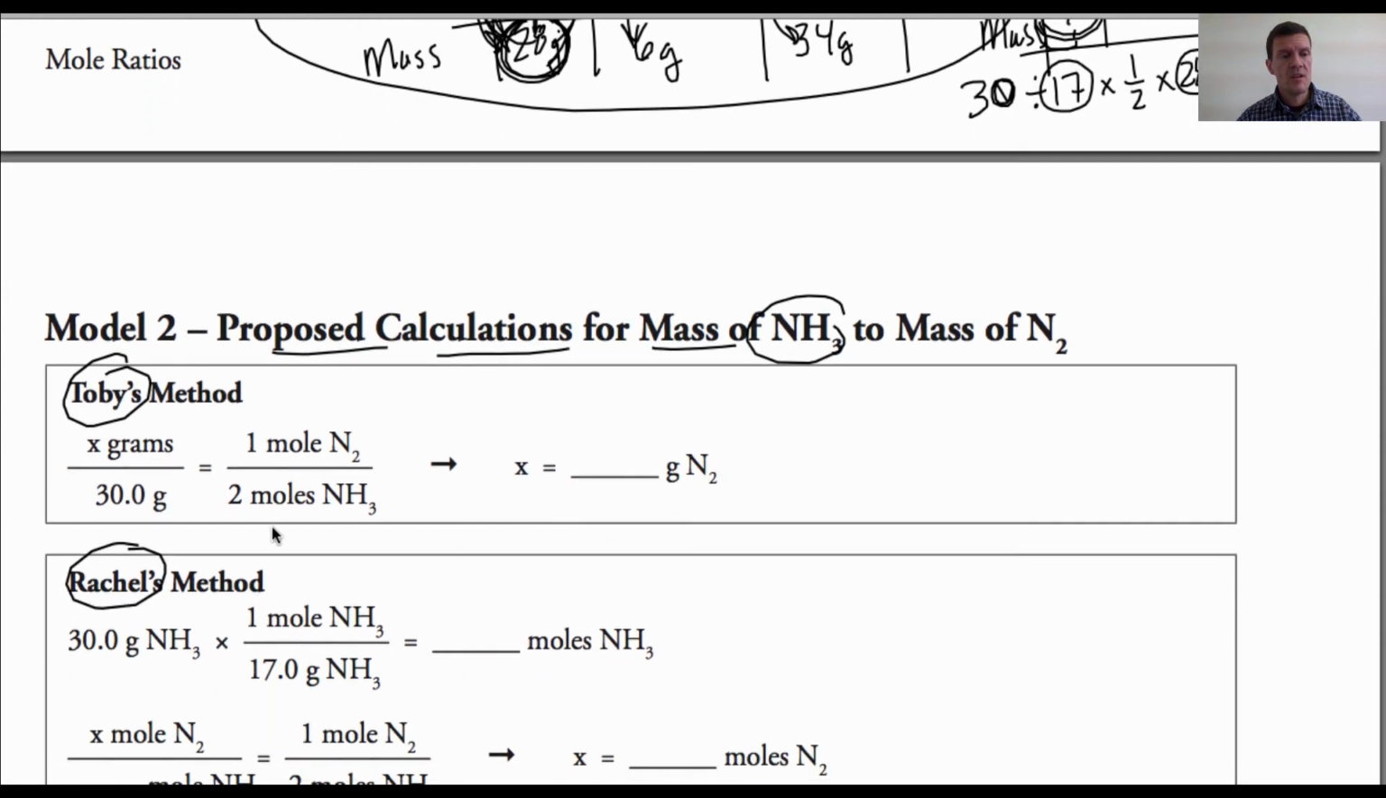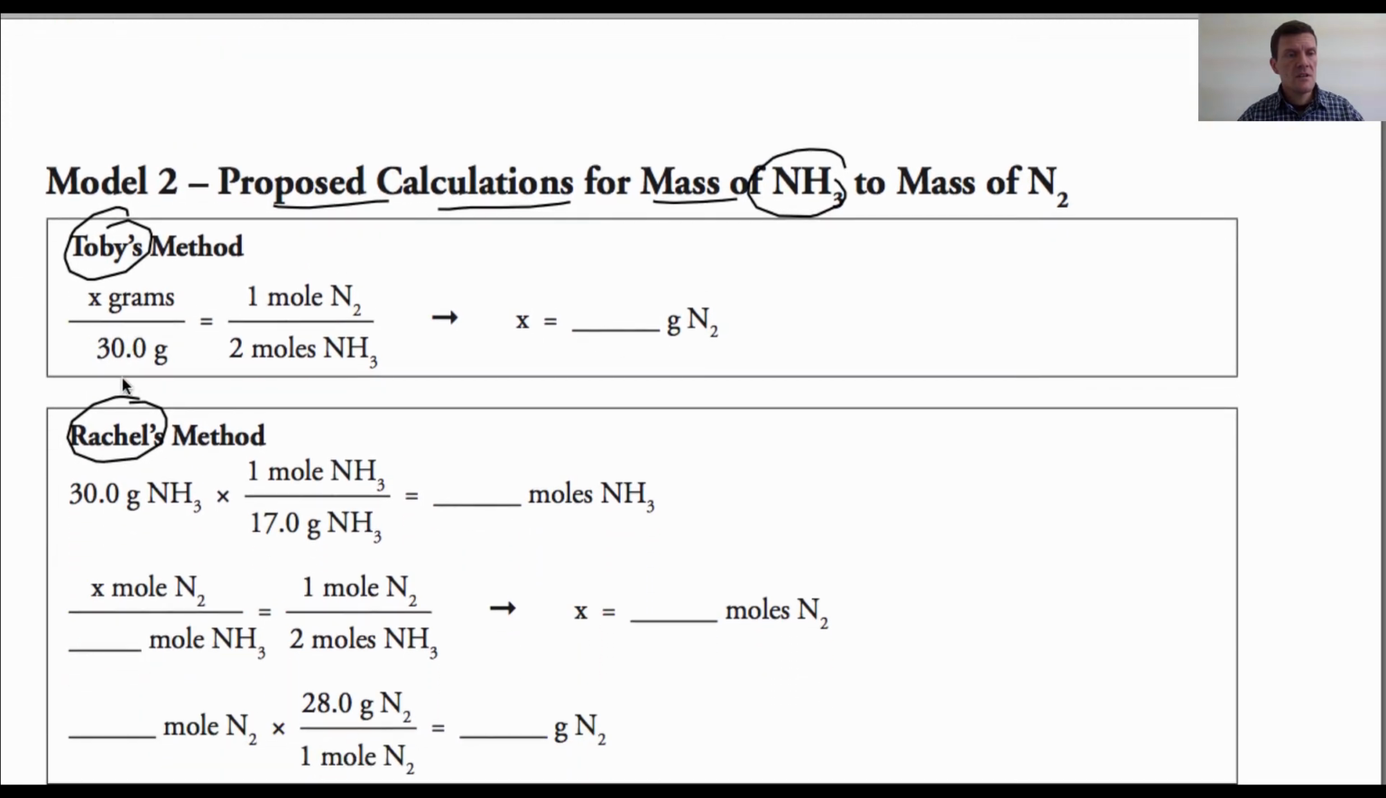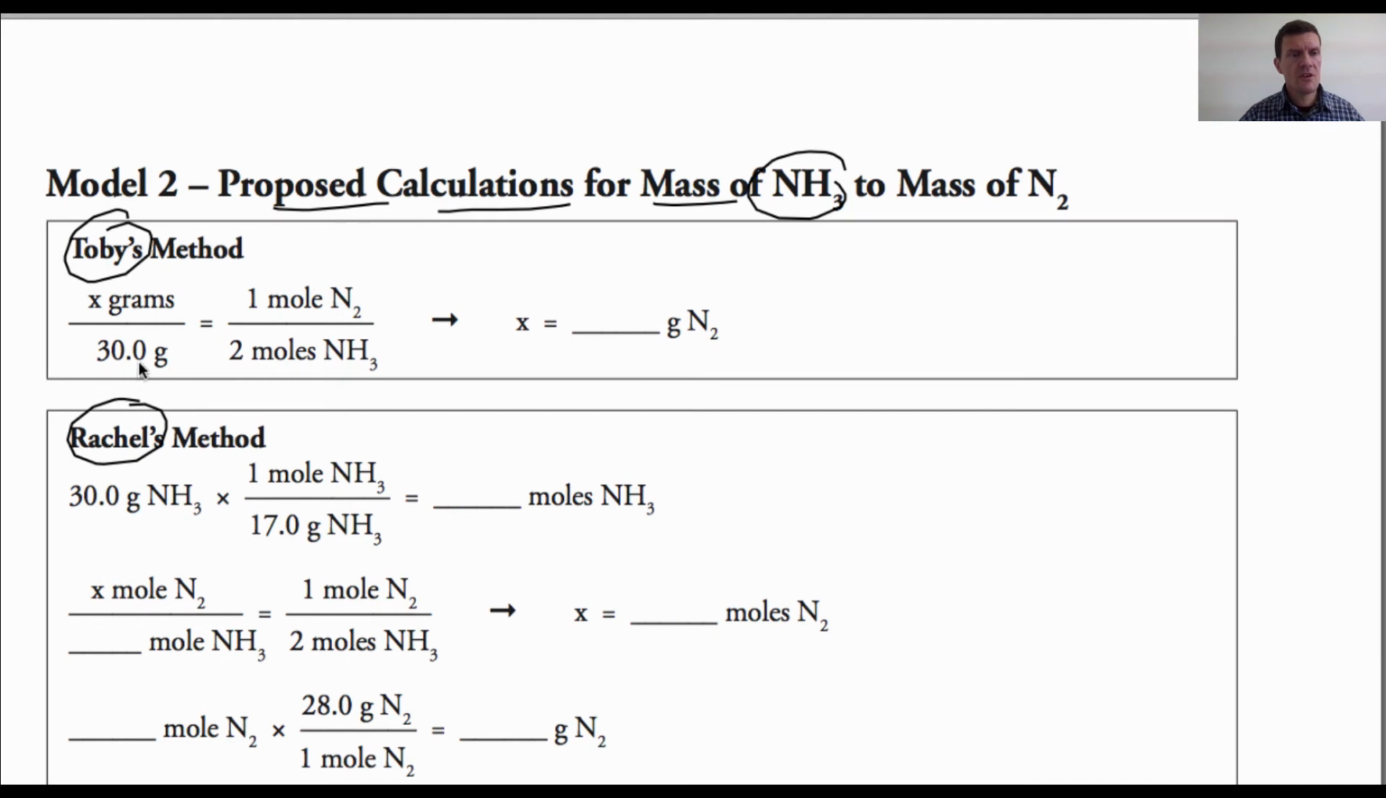All right, so with this one here, you can see right away they are setting up a ratio of gram masses and equating it to the ratio of moles. Can't do it. These coefficients are mole ratios, they are not mass ratios. That is the problem with this one.